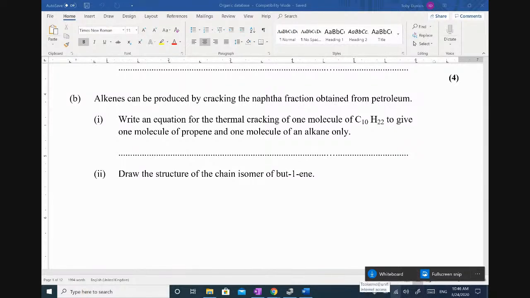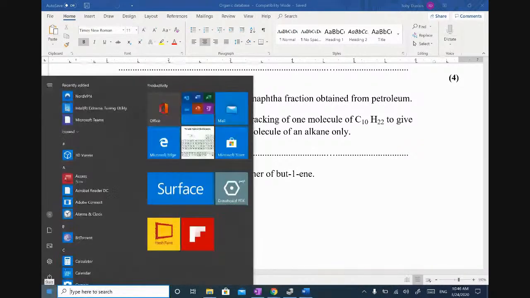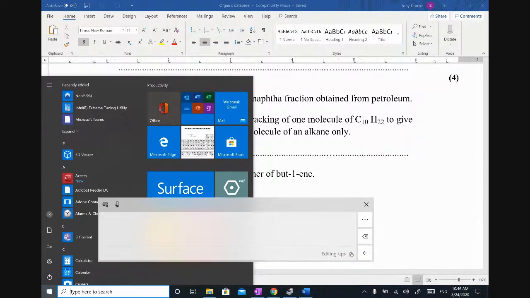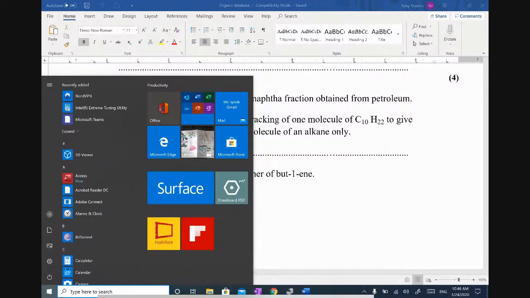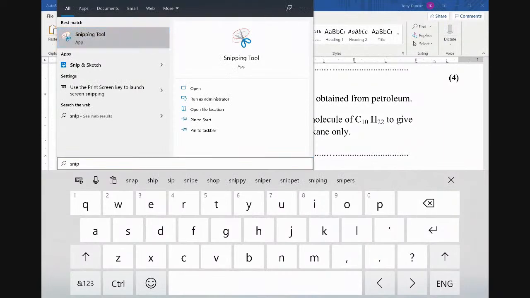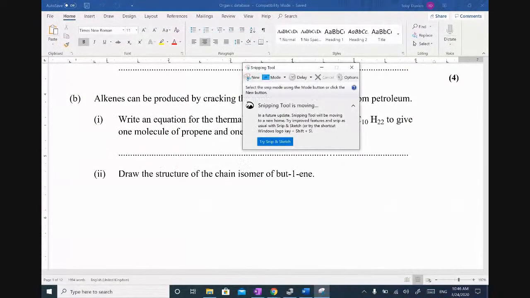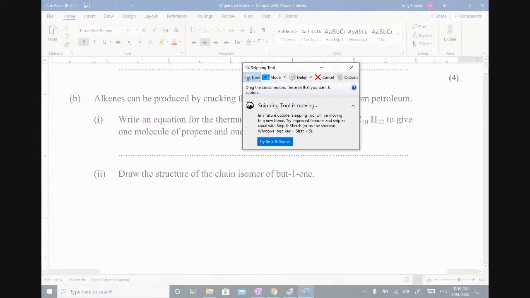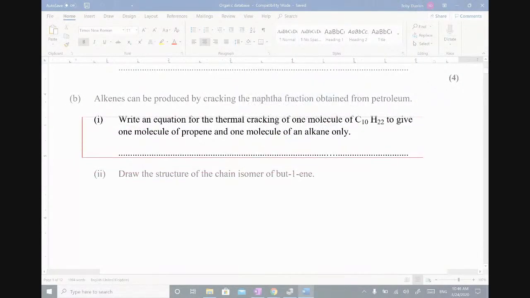I'm trying to think of how I remember doing the snip. Oh, I've lost my snip function. I didn't want that. That one, please. Snip. That's what I want. There we go. Oh, I've cut the top off.